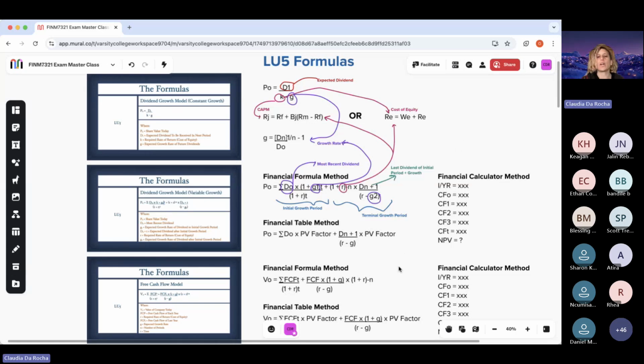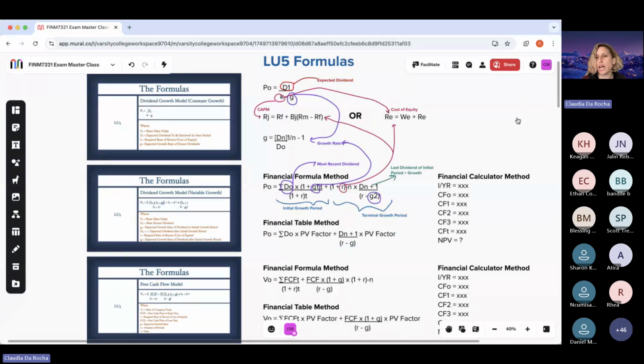All right. We can also use the table method. The first part is an initial growth period where we literally have our dividend times the present value factor for each year. We can also then say the last dividend in the initial period plus growth divided by R minus G times your present value factor. We can also do that and add the two together, and that will give you your answer.